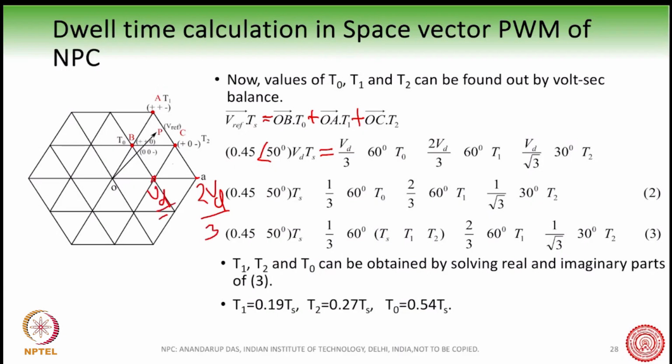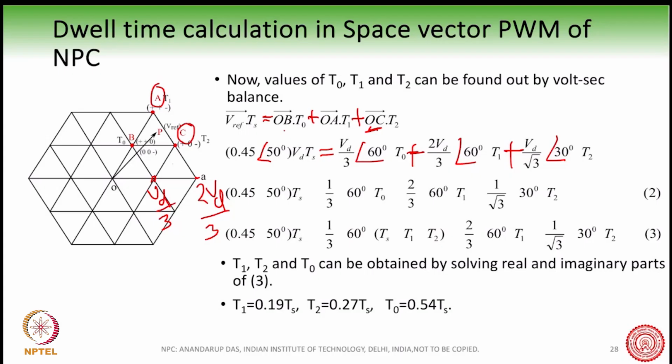So there is some problem with the slide. Anyway, so VD by 3 at an angle of 60 degrees. OB is VD by 3 at an angle of 60 degrees, times this T0, plus OA. OA is 2 VD by 3 at an angle of 60 degrees, here OA, and plus what is OC? OC is equal to VD by root 3 at an angle of 30 degrees. This point OC.